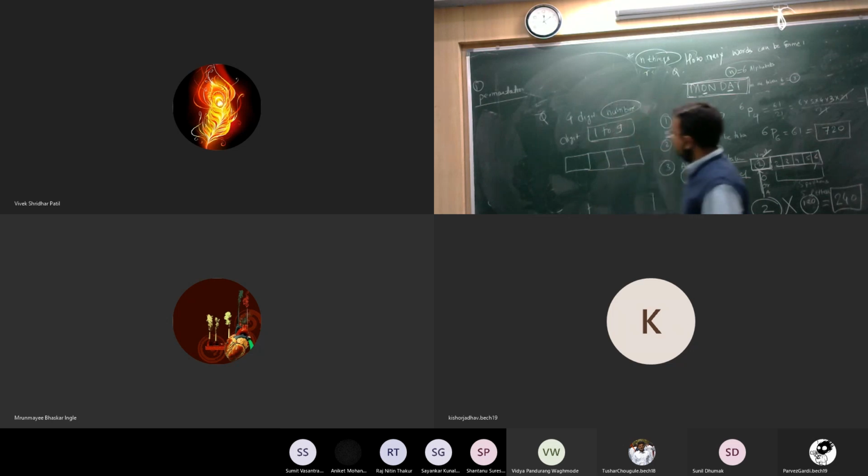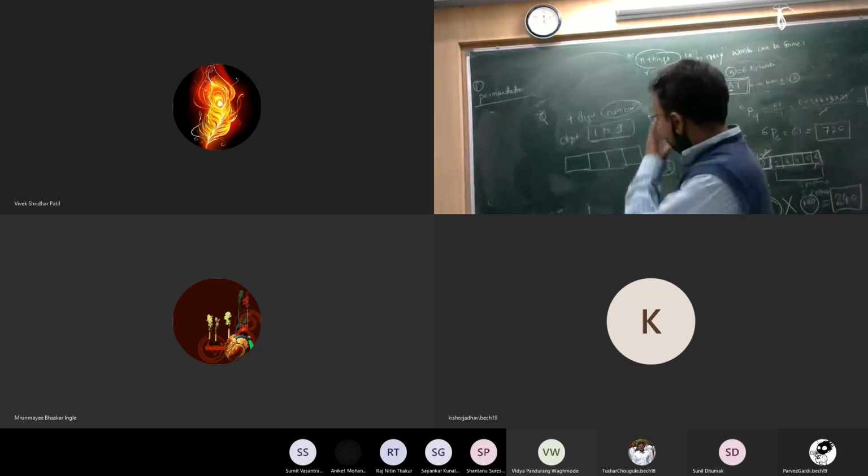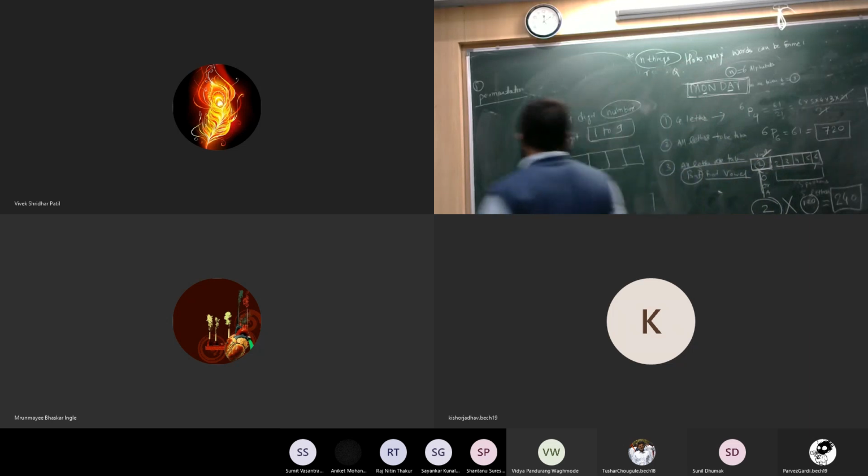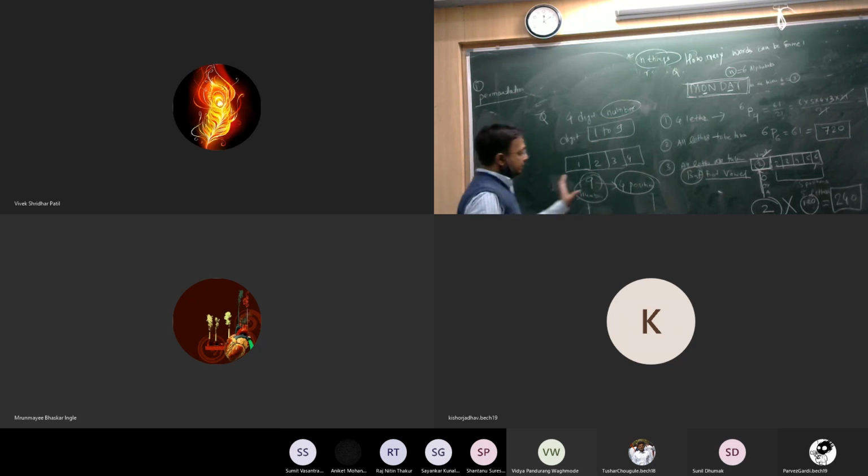So we need to form a number of 4 digits, and we can use only 9 numbers. How many times can such numbers be formed? 1 to 9, so 9 numbers are there. We need to fill the first position, second position, third position, fourth position. 9 numbers, 4 positions.